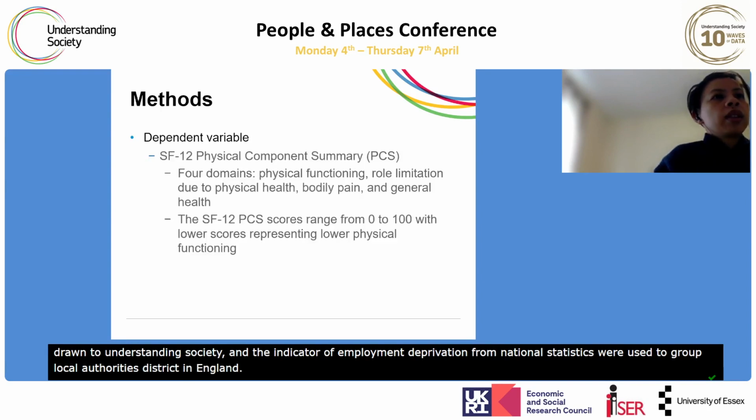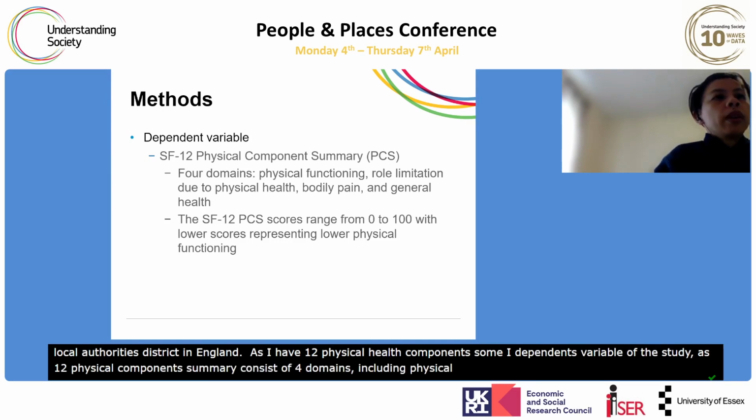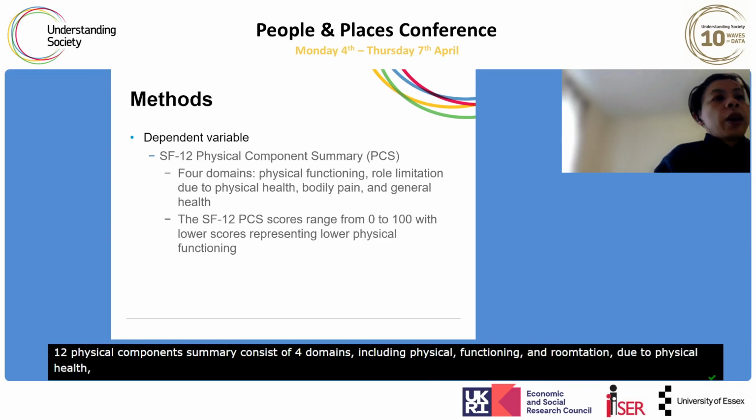The SF-12 physical health component summary is the dependent variable of this study. The SF-12 physical component summary consists of 4 domains, including physical functioning, role limitation due to physical health, bodily pain, and general health. The score ranges from 0 to 100. A lower score represents lower physical functioning.